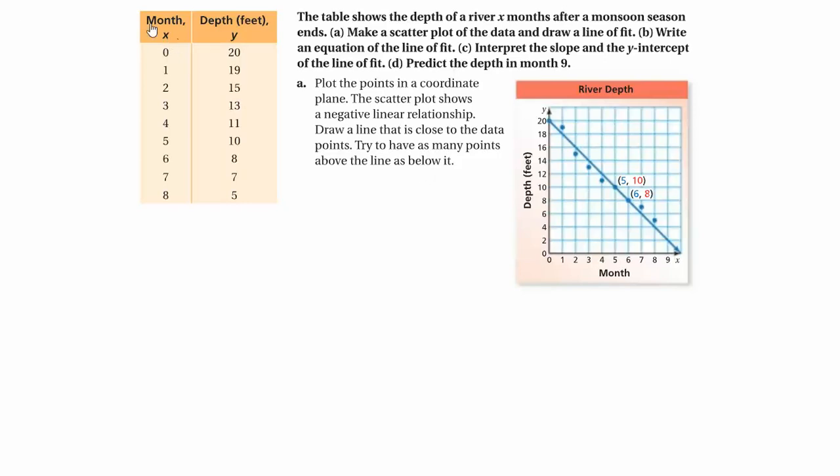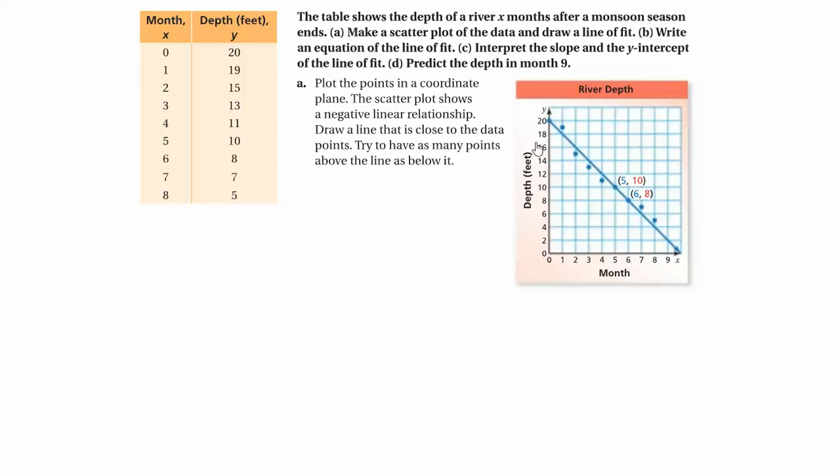So basically they took this as your X and this is your Y. They put months down here and depth here. And they put 0 and 20, 1 and 19, and they scattered it all down here. And you can see from the top to the bottom, it looks like a decrease rather than an increase line.